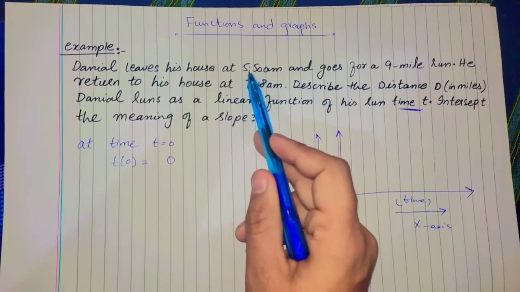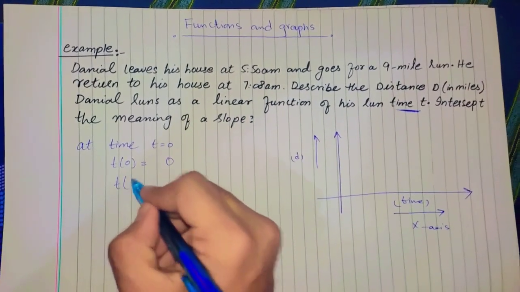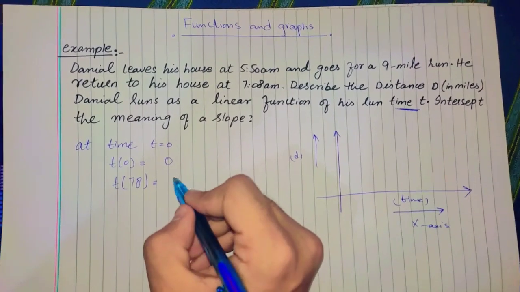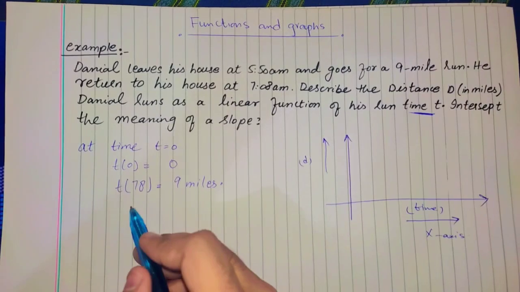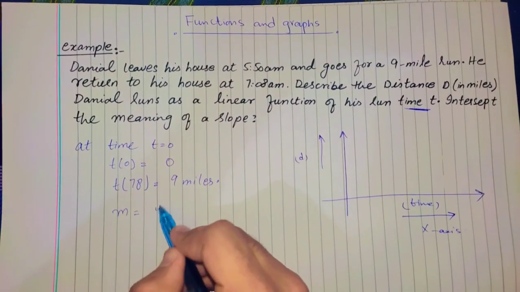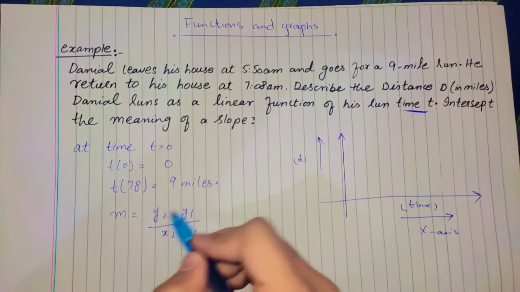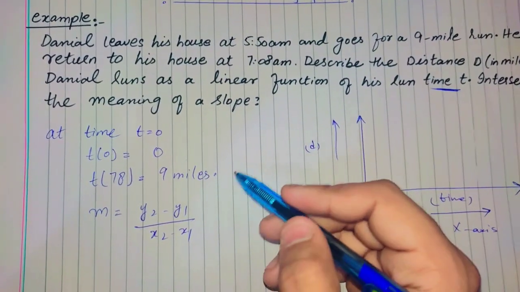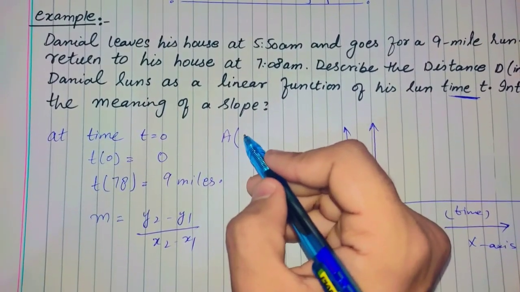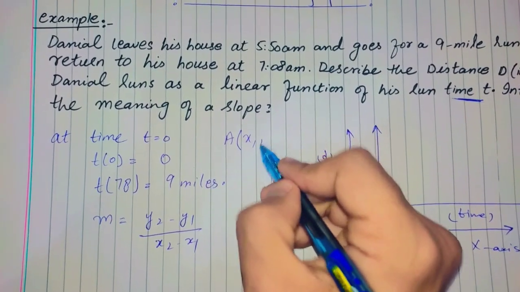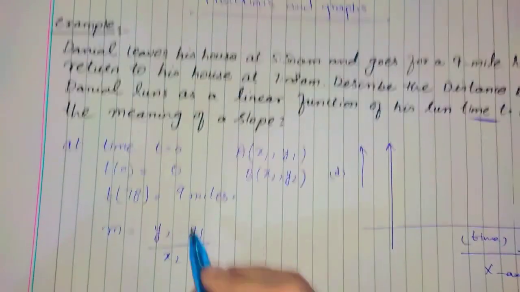So calculate the minutes from 5:50 to 7:08. You will get t of 78 minutes. He ran for 9 miles. So what would be our equation for the slope? We all know that slope equals y2 minus y1 over x2 minus x1. In this case, what would our points be? The first point would be x1, y1, and the second one is x2, y2.